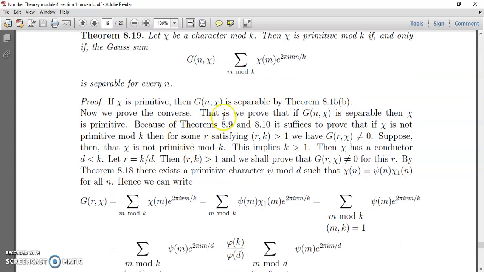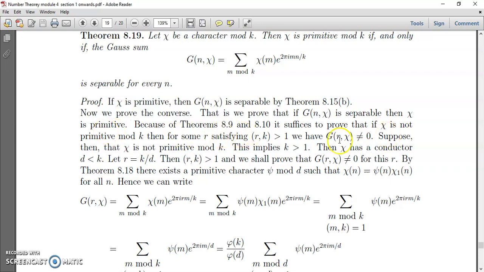Now in the earlier theorems 8.9 and 8.10, we have seen that we have to prove that if chi is not primitive mod k, then for some r satisfying gcd of r and k greater than 1, we have g of r, chi is not equal to 0. Why? Because in theorem 8.10, we have already proved that if g of n, chi is separable, then g of n, chi equals 0 when gcd of n and k is greater than 1. So this is what we have proved earlier.